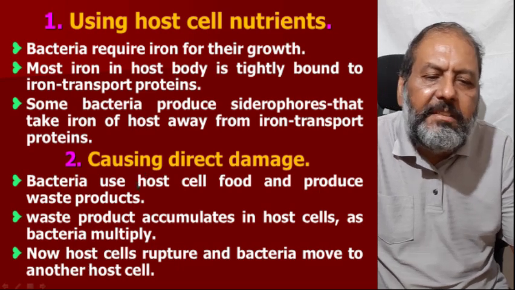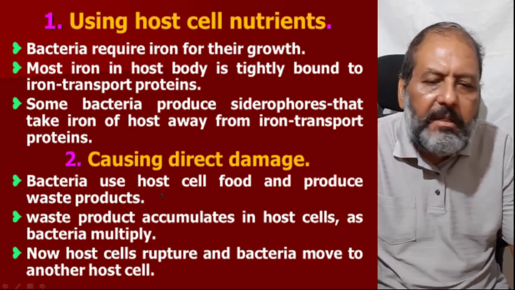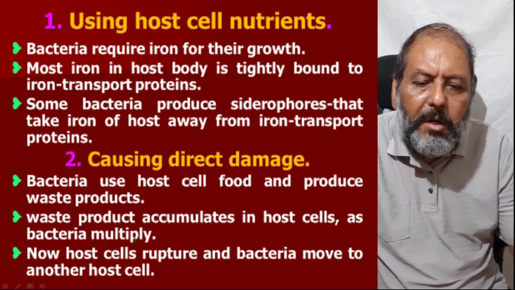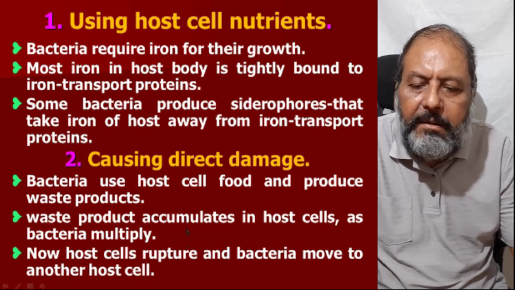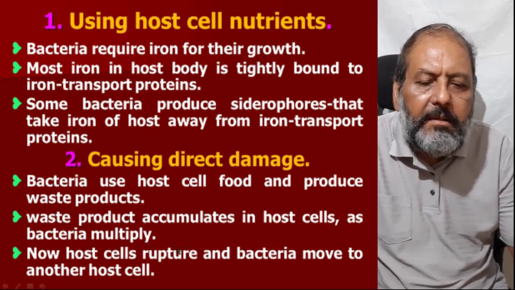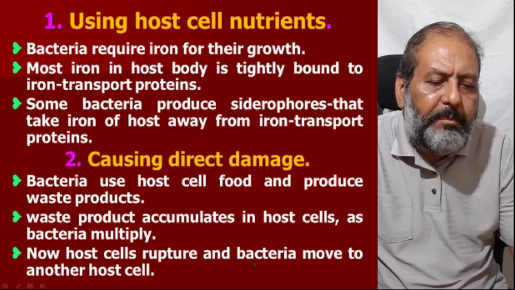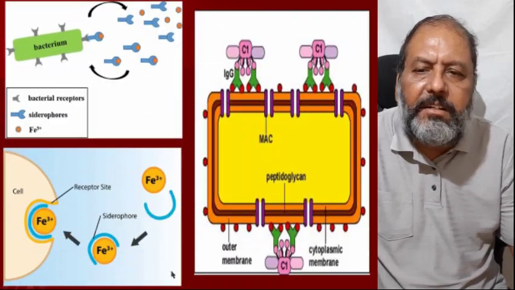Number two, causing the direct damage. Bacteria use host cell food and produce waste products. These waste products accumulate in the host cells as the bacteria multiply. Now the host cells rupture and the bacteria get released from these host cells, and the bacteria move to another host cells, causing the direct damage.